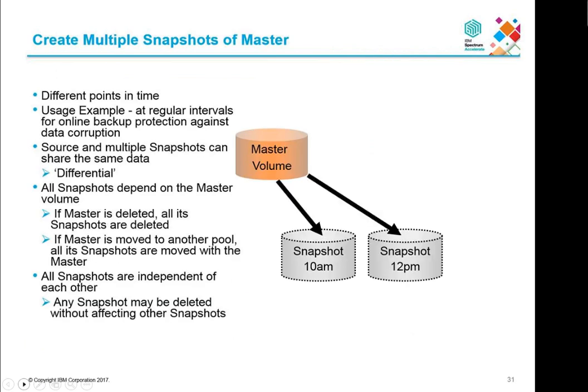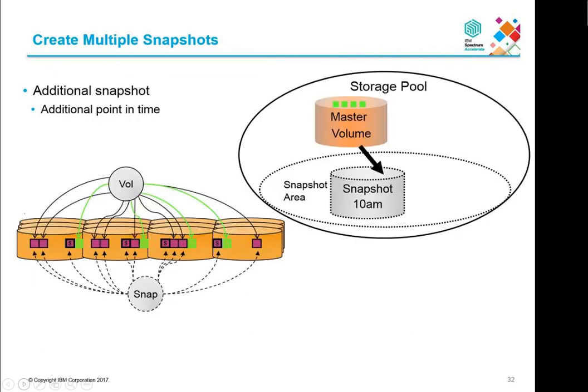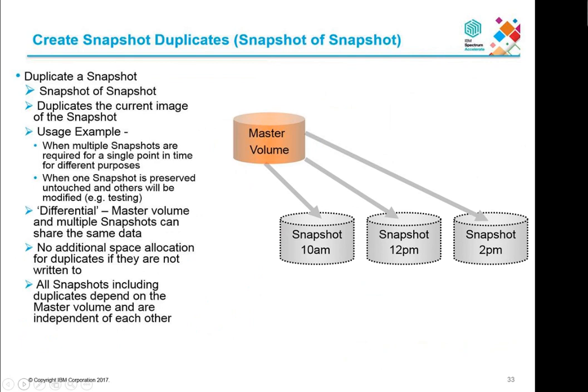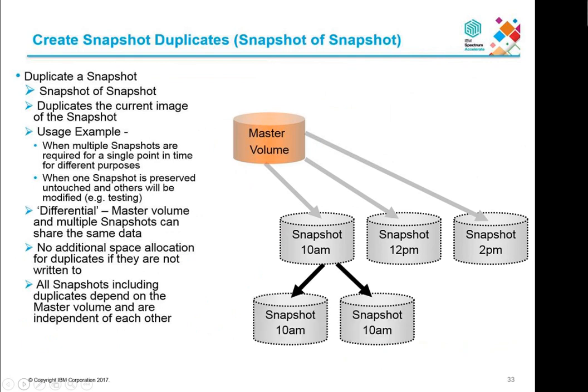I can create multiple snaps, right? Again, this is just showing the picture of the pointers of the multiple snaps. I can create a snap of a snap if I choose. So again, this can be useful in a test environment where I've got a copy of data that's interesting and I want to run 14 different tests on it at the same time. I can make 14 copies of it, have 14 hosts, and run those tests in parallel.